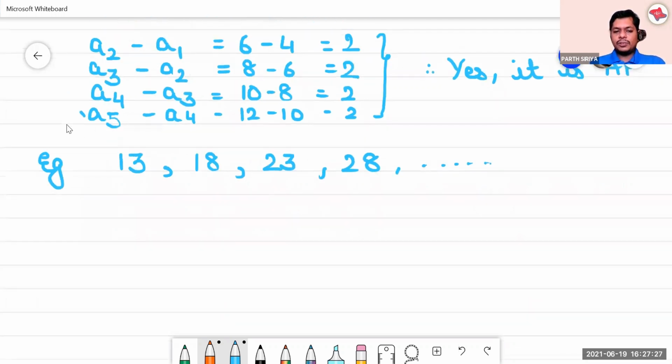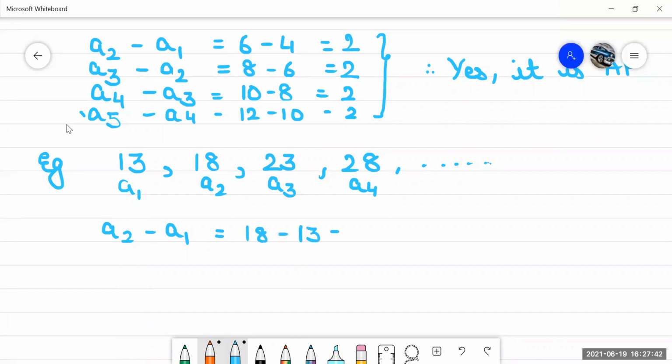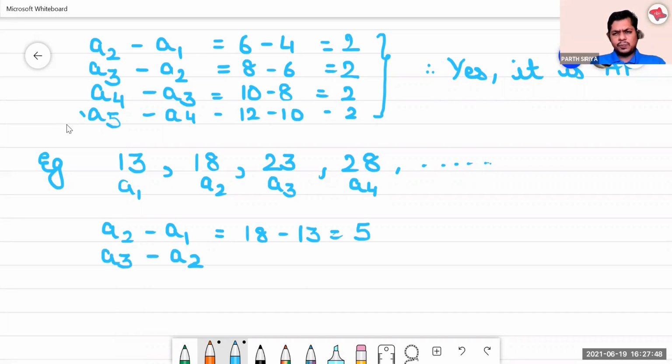How do we come to know? We are going to bifurcate them. A1, A2, A3, A4. What is the difference between the first two numbers? Kiran, what's the difference between the first two numbers? 18 and 13. 5, sir. 5, very good. Ojaswita, you tell me what is the difference between the next two numbers, A3 and A2?